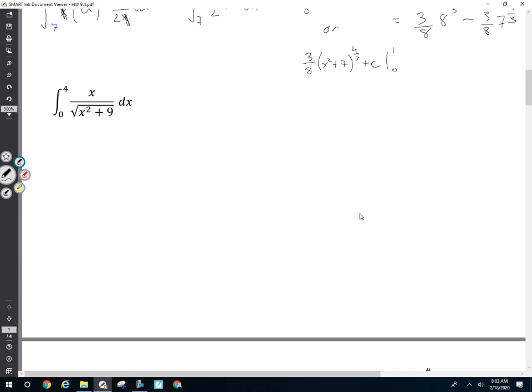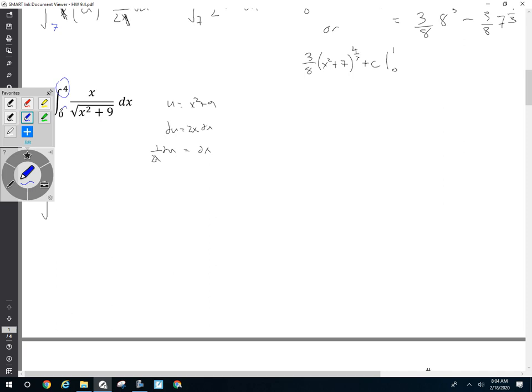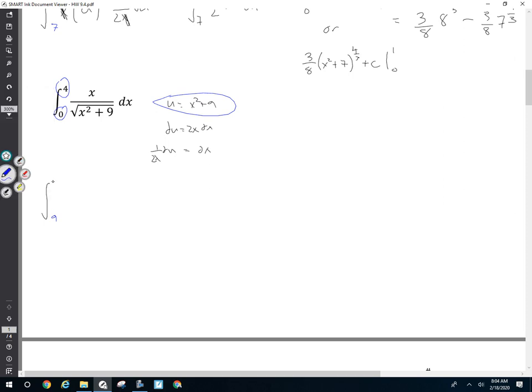All right, let's see what's going on here. Inside of the composition, derivative. Change bases. This is 9. 16 plus 9 is 25. This is x. This is u to the 1/2. This is 1 over 2x du.